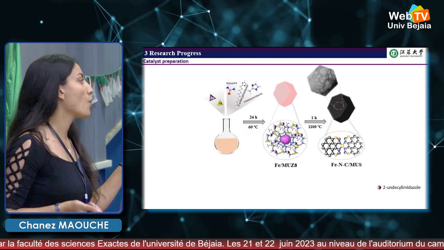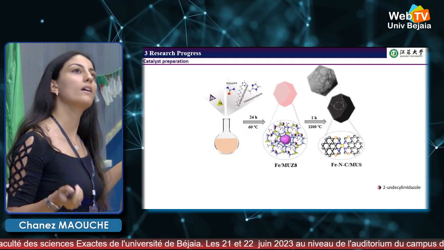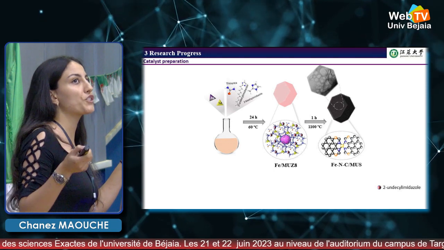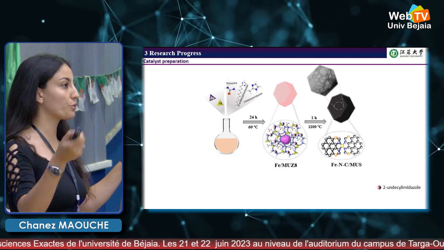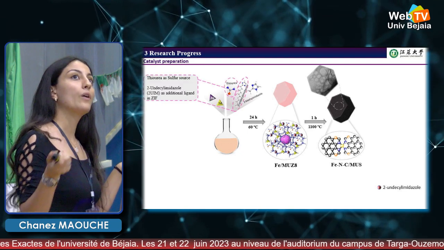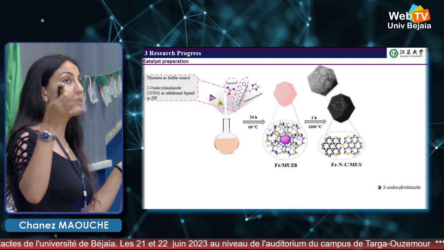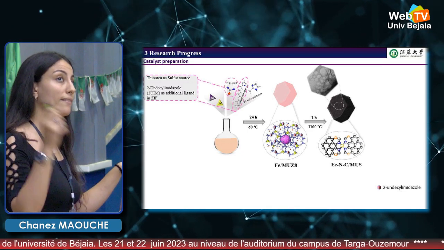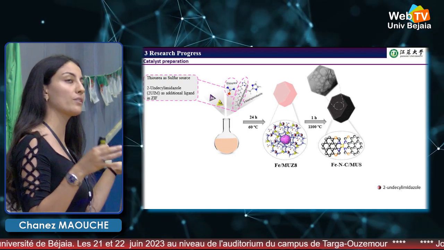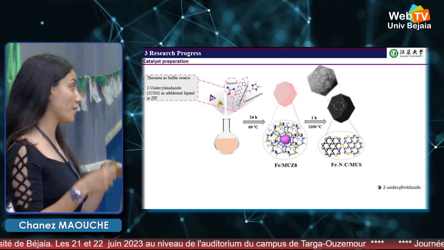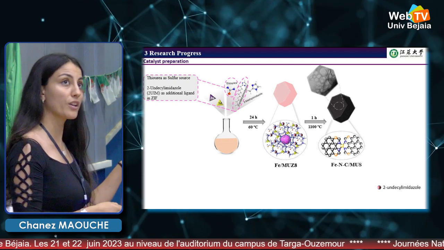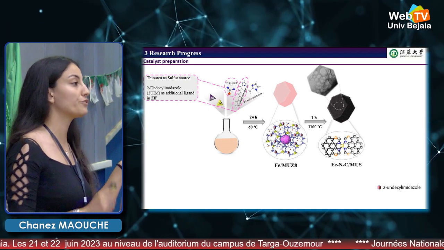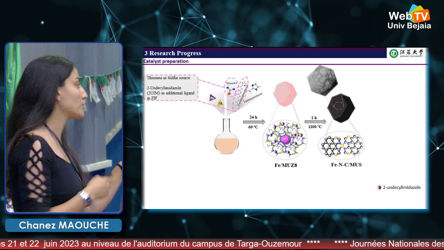So the preparation of the catalyst is quite simple. Here, in addition to the traditional methyl imidazole for the formation of ZIF, we add undecyl imidazole as an additional ligand and linker to link the zinc and iron ions together to form this kind of bridge. And we use thiourea as a sulfur source to modify the electronic structure.